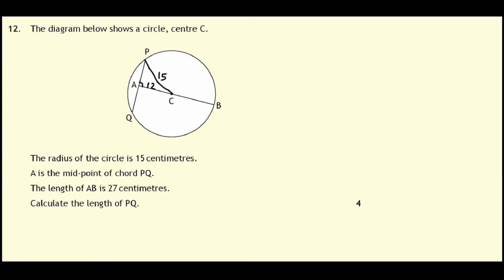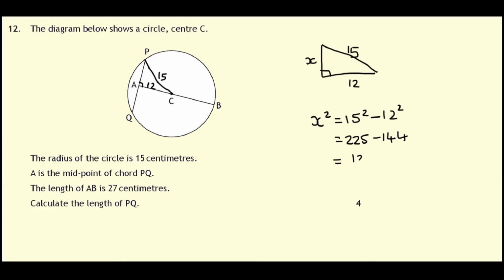Right, so Pythagoras, x squared then would be 15 squared, take away 12 squared. So that's going to be 225, take away our 144. Okay, so that's going to give us 81. So the square root then of 81 would be 9. So what we know is that x is 9 centimetres, so that means that PQ would just be 2 lots of those 9s, so 18 centimetres.